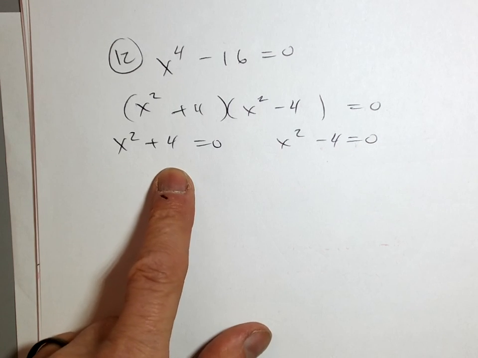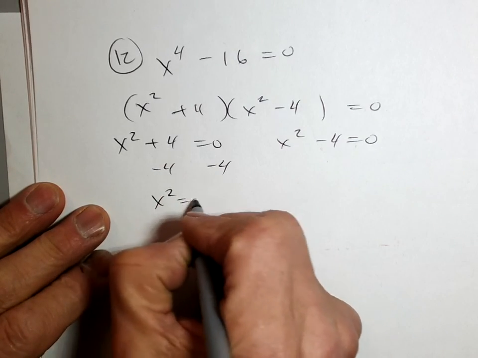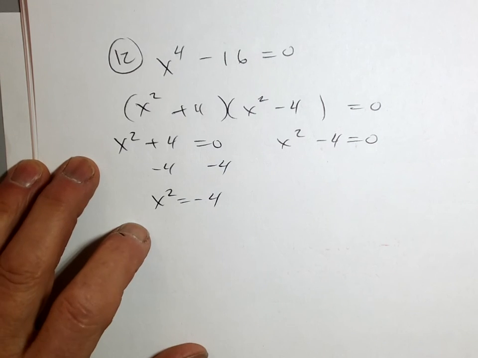Okay, so let's solve. You guys ready to solve? So minus 4, x squared equals negative 4. Now I got a negative. This makes me nervous because what's my next step?